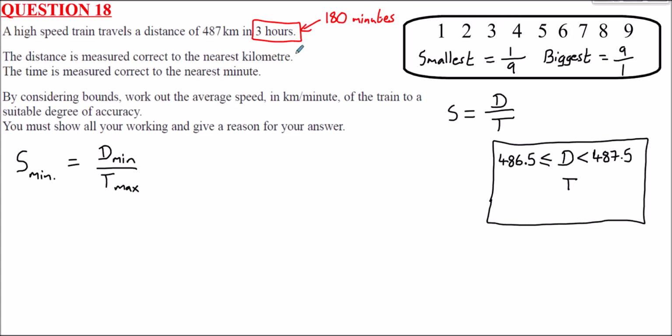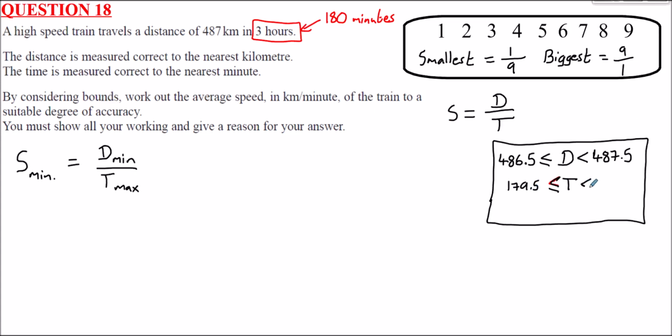It's been rounded to the nearest minute. So what could that have been? What could the time have been before it was rounded to 180? What's the smallest amount of time we could have had? Well, it could be 179.5. 179 minutes and a half would just be enough to round up to 180.